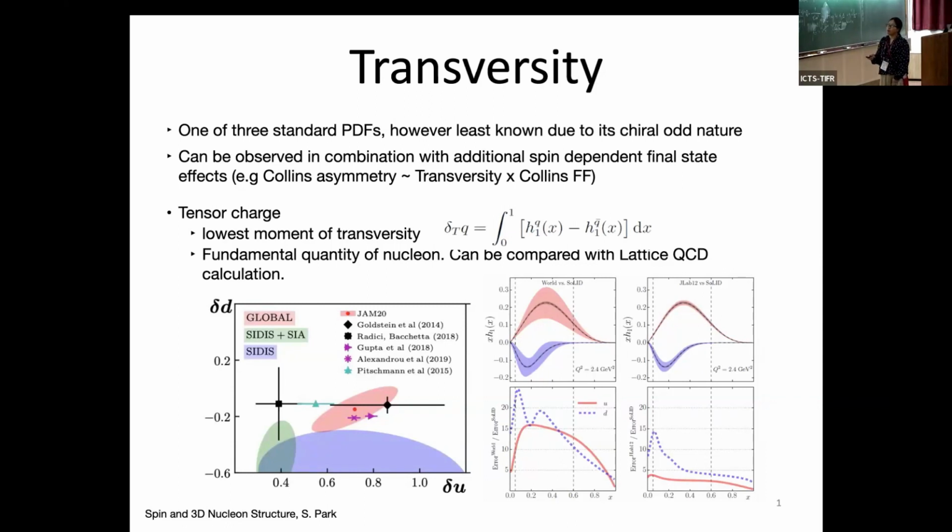There was a comparison plot. I apologize for that; I will fix the slide later. And this plot that I show here is one of the projections of a future experiment, showing how this future high luminosity fixed target experiment can improve the uncertainty of the transversity in the large X region.